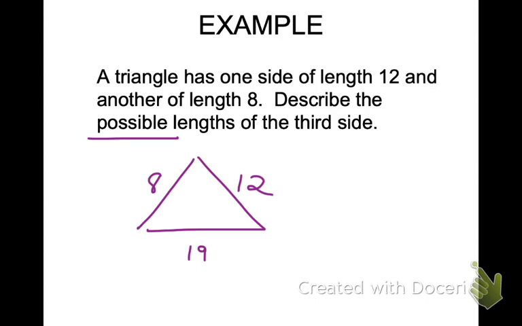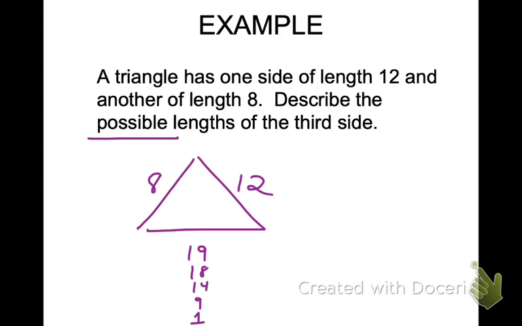19. What else? 18. 14. 9. Right? So there's a whole bunch of possibilities. But there's going to be, and again, just watch, there's going to be an ending point where this won't work. If I do 8 plus 19, is that going to be larger than 12? Yes. 8 plus 18, is that larger than 12? Yes. I go down to the bottom here. 8 plus 9, is that larger than 12? Yes. If I do 1, all the way down to 1, is 8 plus 1 larger than 12? No. So I'm going to hit a point where it no longer works.